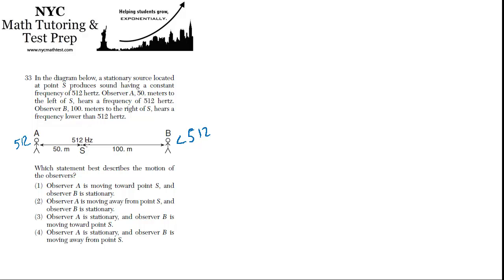And the source is stationary. Which statement best describes the motion of the observers? So even without reading the choices, we know the source is stationary, right? And by the way, this is a problem about the Doppler effect.